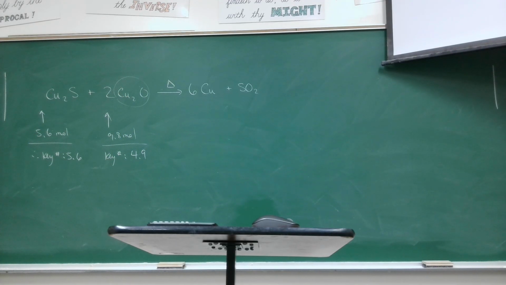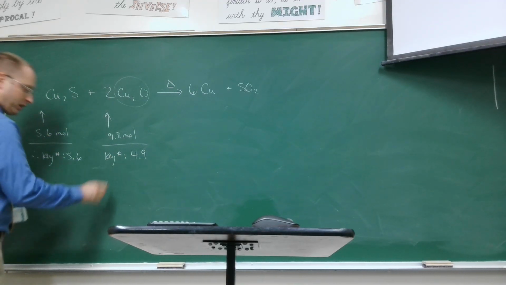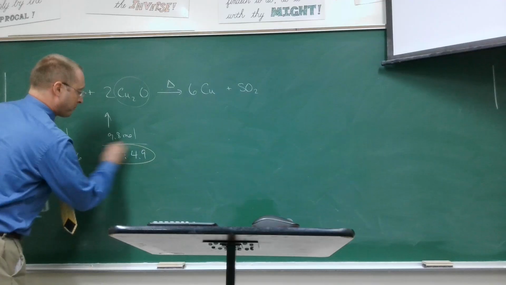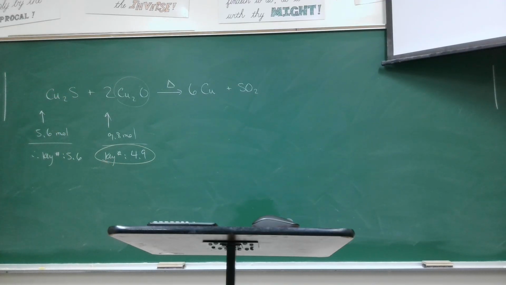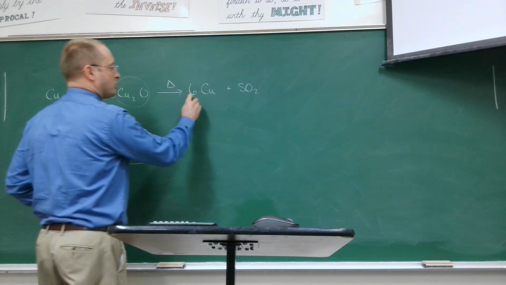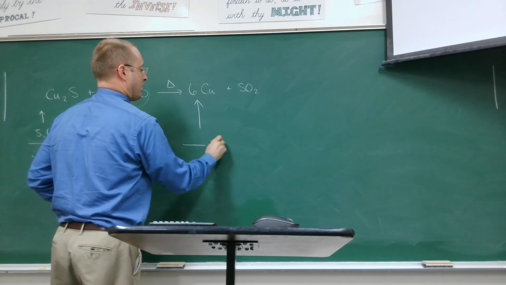Does that make sense? Final problem says, okay, if this is the key number we're going to roll with, then we're rolling with the 4.9 because that's the limiting reactant. Is there going to be a little leftover copper sulfide? Sure. We're not going to react all of it. But if 4.9 is the key number, how many moles of copper will be produced? That's the question. How many moles?